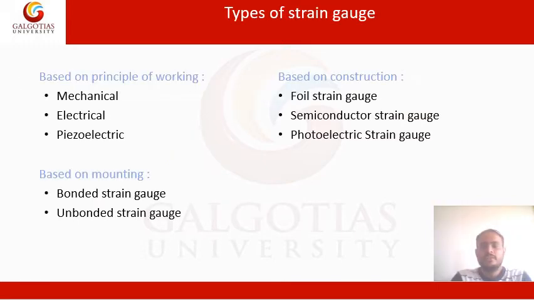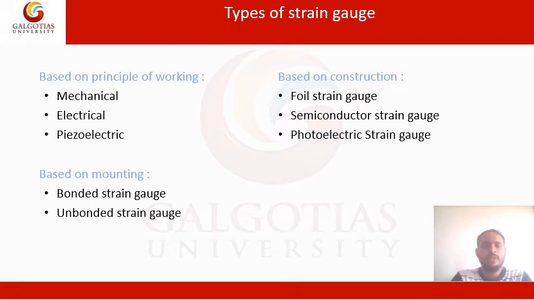Now let us discuss the types of strain gauge. Strain gauges are basically defined or characterized or classified in many terms, but here we will discuss some more important, widely used types of strain gauge. First of all, let us see the types based upon the principle of working, which are classified as mechanical, electrical and piezoelectric type of strain gauge, and based on the mounting, they are bonded strain gauge and unbonded strain gauge.